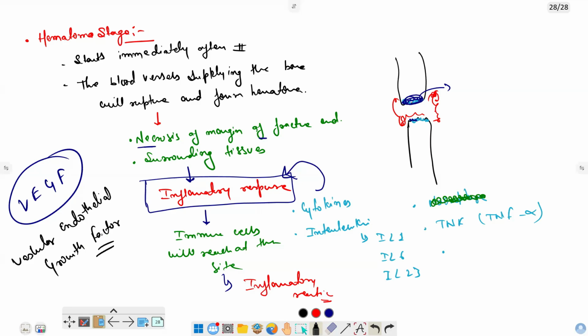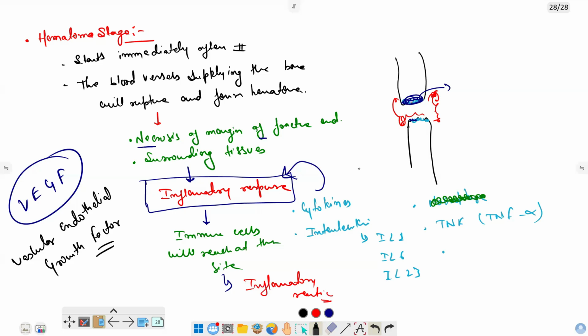In the hematoma stage, first, it starts just after the fracture. In this particular stage, the blood vessels supplying the bones will rupture, and it will form a pool. It will form the hematoma, and after that there will be necrosis of the margin of the fracture end and the surrounding tissues. These necrotic cells will start to release some inflammatory mediators like cytokines, interleukins, TNF, tumor necrosis factor, etc.